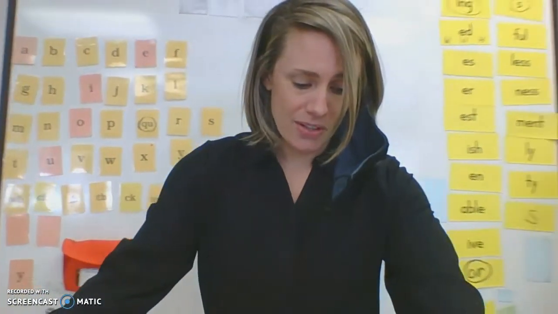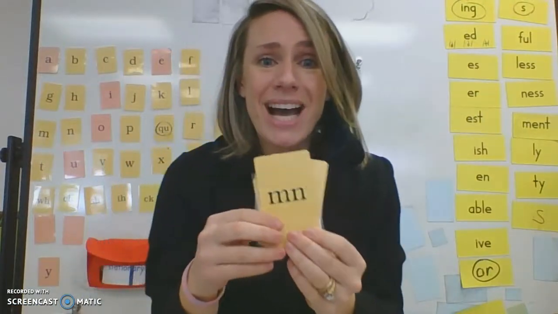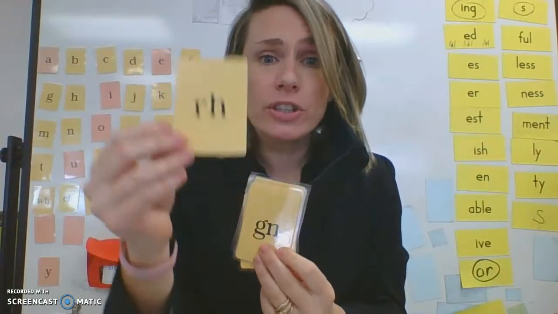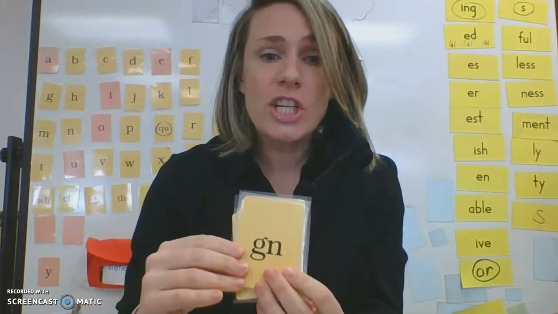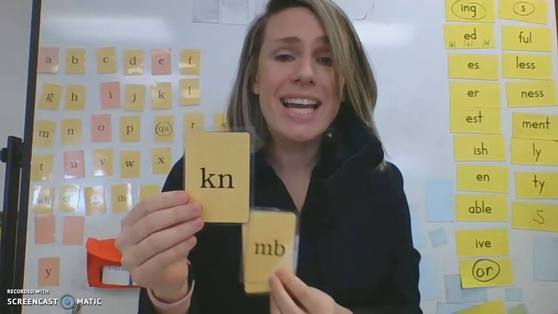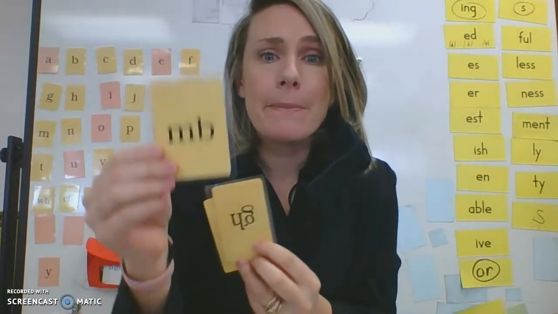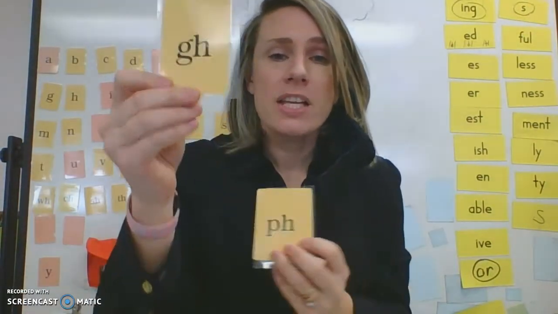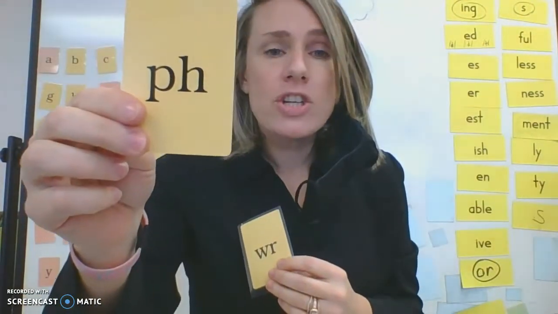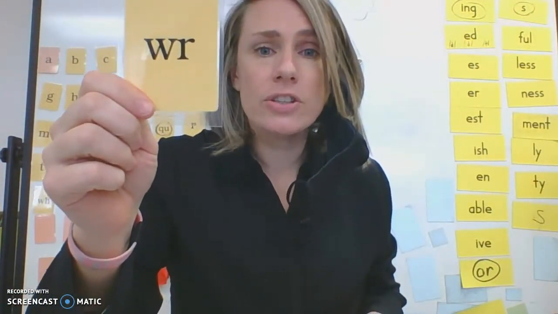All right, so let's review all these new digraphs and you can repeat after me. Here we go. MN, column, M. RH, rhyme. GN, gnat, N. KN, knife, N. MB, lamb. GH, ghost, G. PH, phone. WR, wrist.